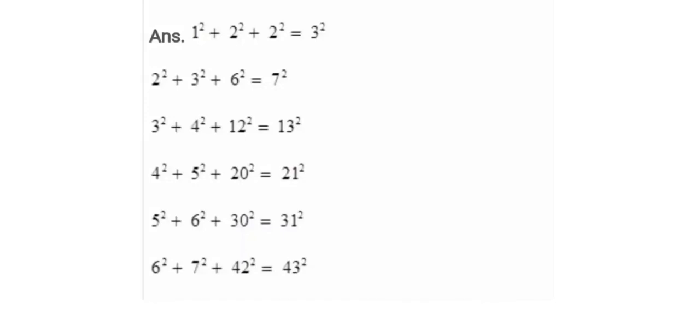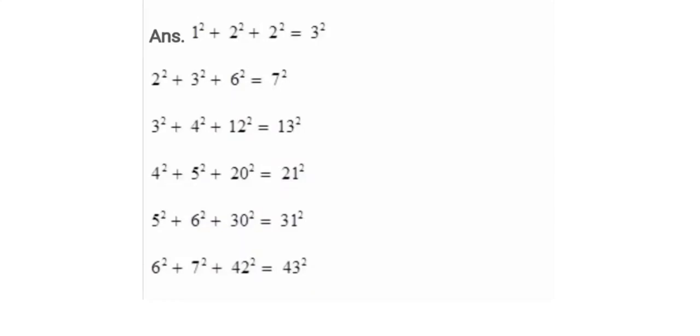Next one, 4 square plus 5 square. So what we will do here? We will multiply 4 into 5. 20 square is equal to, next number is 21 square. Next, 5 square plus dash square plus 30 square. In 5 what we will multiply? So 30 will come. Yes, 6. So 5 square plus 6 square is the answer.